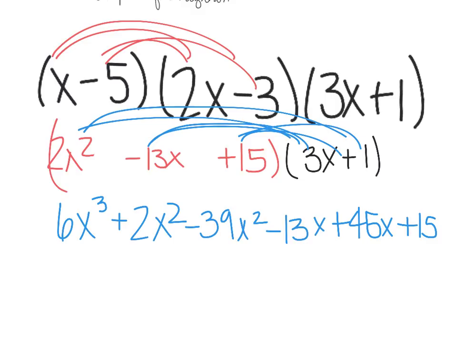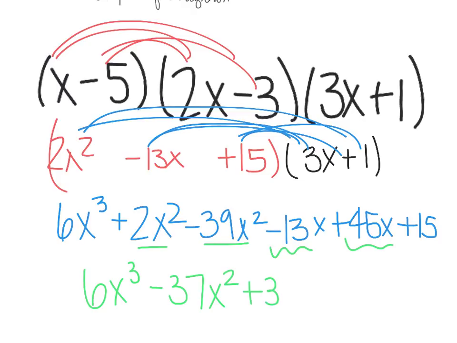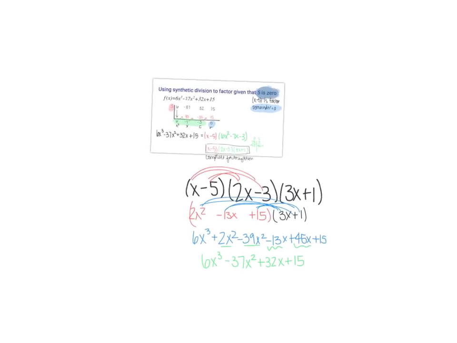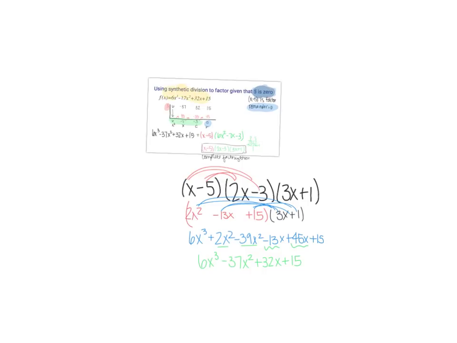So then simplifying, I would have 6x cubed. I can combine these two and I get negative 37x squared. I can combine these two and I get 32x plus 15. And, well, what do you know? This right here is the same thing as what we started with in my very original problem up there: 6x cubed minus 37x squared plus 32x plus 15. So I just factored.